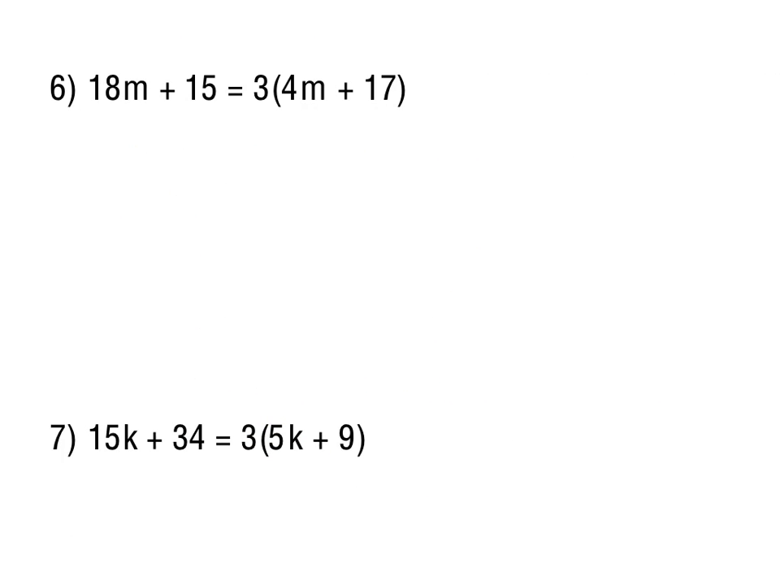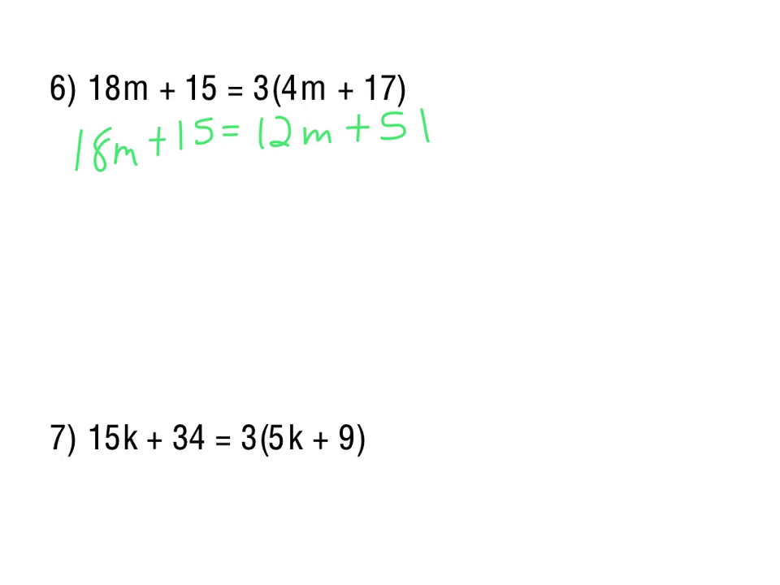And we continue with number 6 with those same directions, really. So we want to solve it, but also identify whether it's a conditional equation, an identity, or a contradiction. So we'd start by distributing the 3. Nothing really to do on the left side there. So we get 12m plus 51.